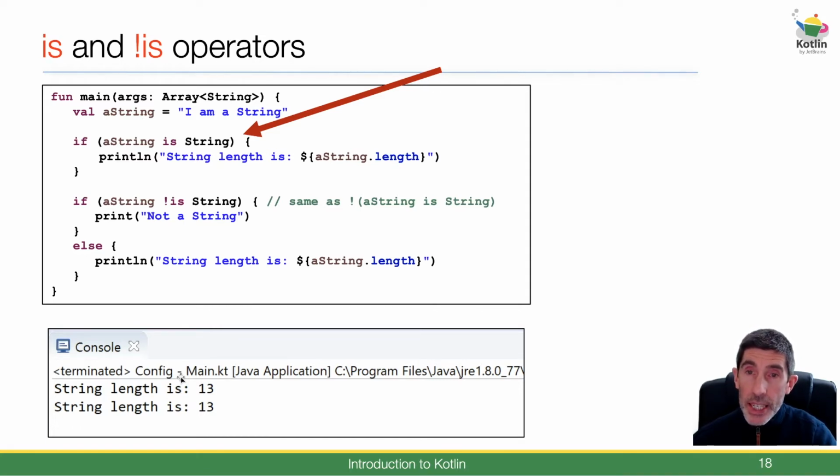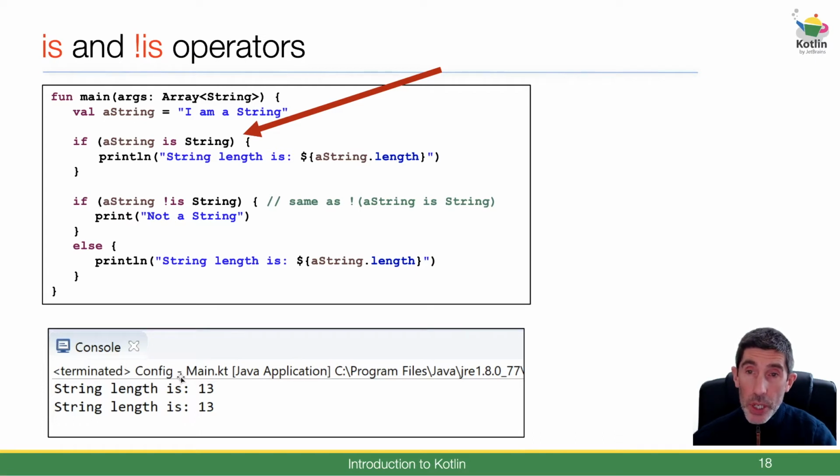We can then check to see if that variable is of a particular type. Is it of type string? So here we're saying if a string is a string class, has been declared as a string, we will print out to the console, string length is, and now we are looking at an embedded expression, dollar and curly brackets, a string dot length. That will evaluate to whatever the length of the string happens to be, which is 13.